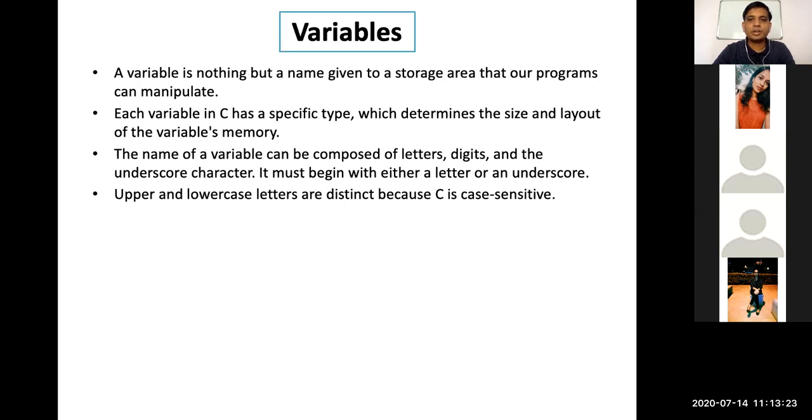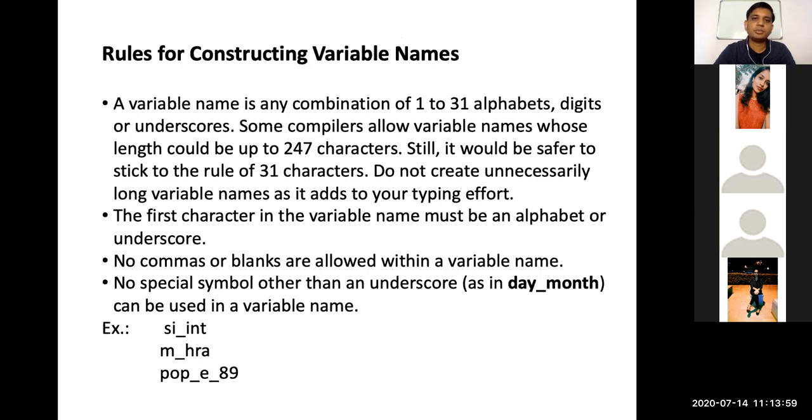It is composed of letters. Letters means small a to small z and capital A to capital Z, any combination of these alphabets, and the digits 0 to 9, and only one special symbol is allowed, and that is the underscore. But there is a second rule: you cannot start your variable name with a number or a digit. It must begin with either a letter or an underscore. Uppercase and lowercase are distinct; both are different, because C is a case sensitive language.